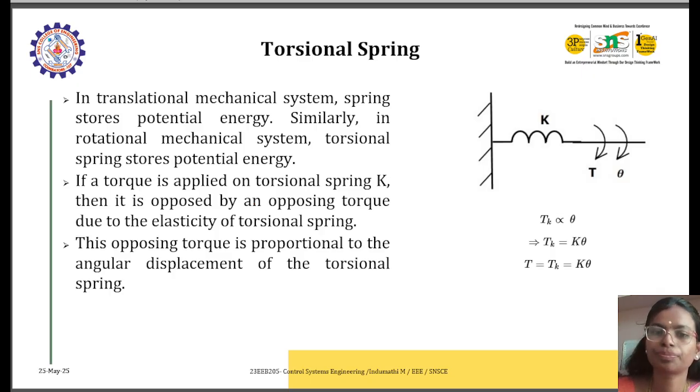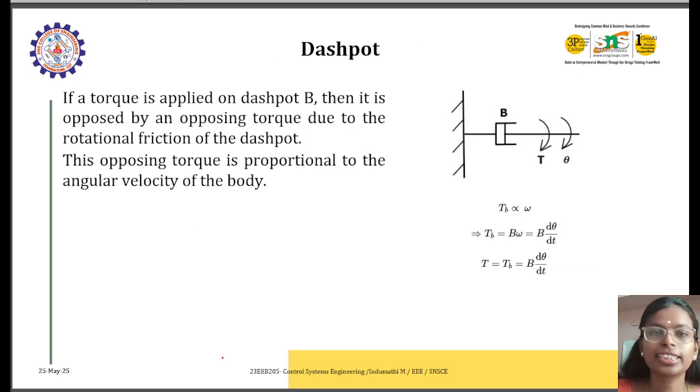Here the torsional torque is directly proportional to the angular displacement. Normal displacement, since it is rotating, we call an angular displacement. So when I remove the proportionality sign, I replace it with the constant K. Next comes the dashpot.